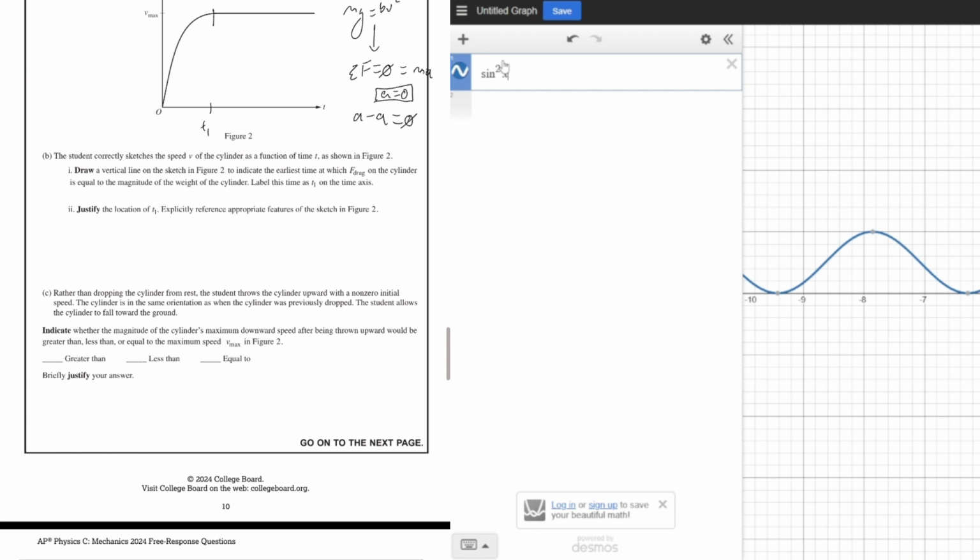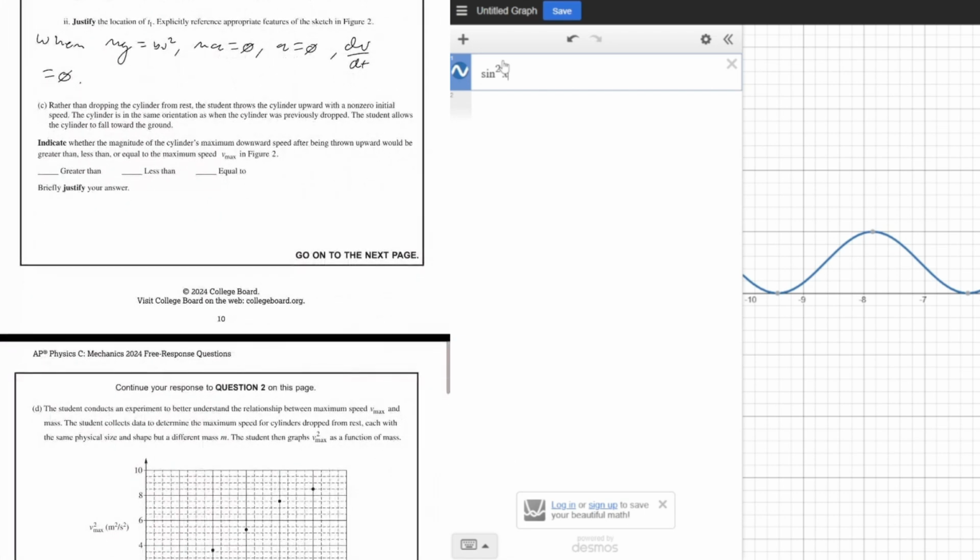They said label it T1, right? So justify the location of T1. Okay, well, that's what I just explained. When mg equals b v squared, ma equals 0, a equals 0, dv/dt equals 0. Done. Rather than dropping the cylinder from rest, the student throws the cylinder upward with a non-zero initial speed. The cylinder is in the same orientation as when the cylinder was previously dropped. The student allows the cylinder to fall toward the ground.